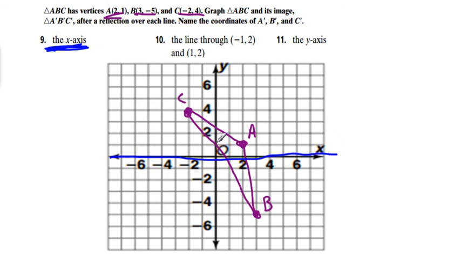So that might be a little bit confusing because it looks like, well, we've got 2 points that are above and 1 point that's below. Well, all that means is we're going to flip everything over, so we're going to put 2 points below and 1 point above. So we start with A. A is 1 above, so this is going to end up 1 below. B was 5 below, so it's going to be 5 above.